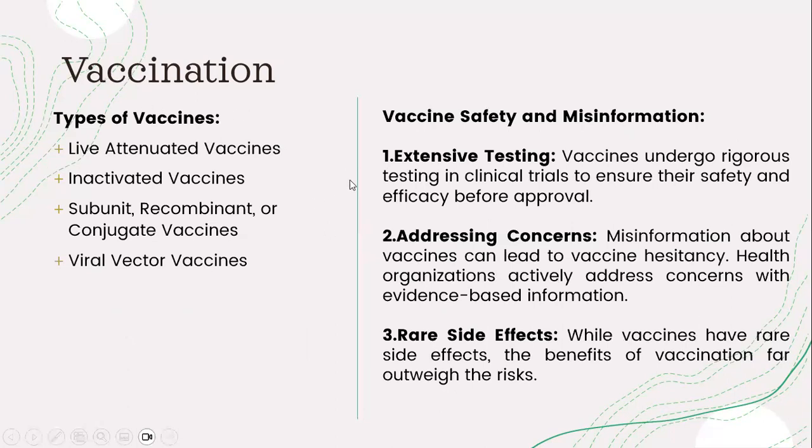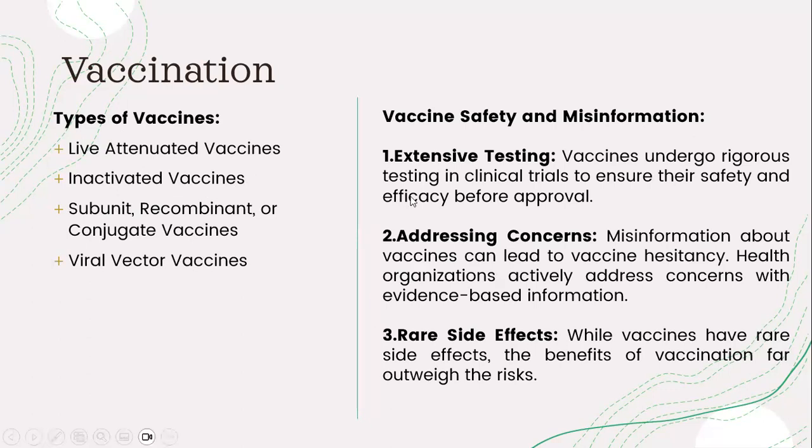So there are different types of vaccines. You could have live attenuated vaccines, you could have inactivated vaccines, subunit, recombinant, or conjugate vaccines, or you could have viral vector vaccines. These are all the different types of them, and vaccines started from, I believe, the 18th century. I believe that was the first vaccine that we created. I think it's the 18th century.